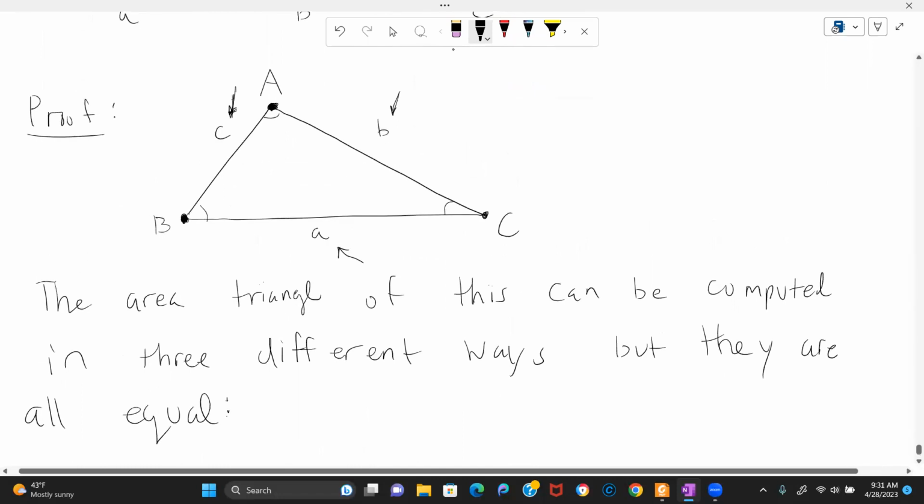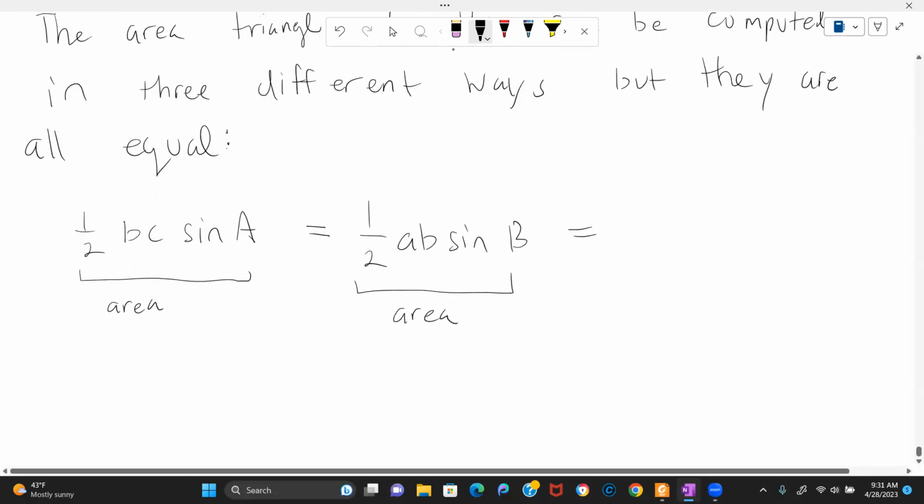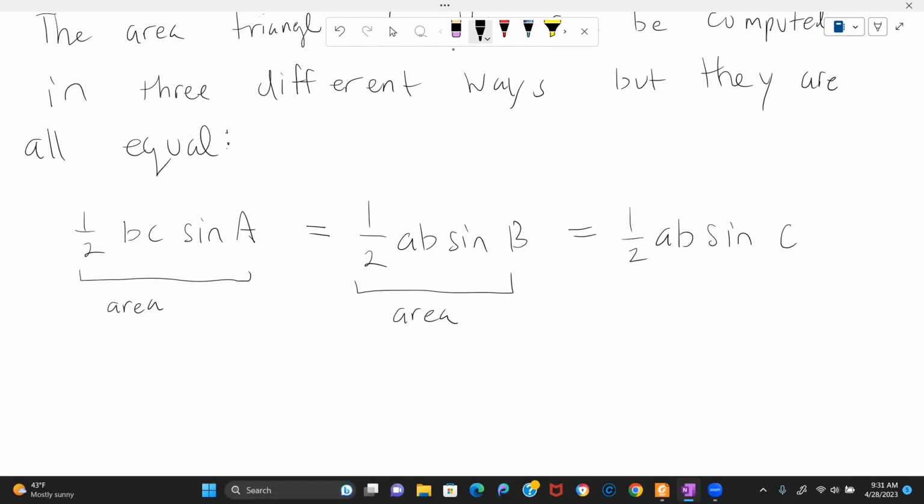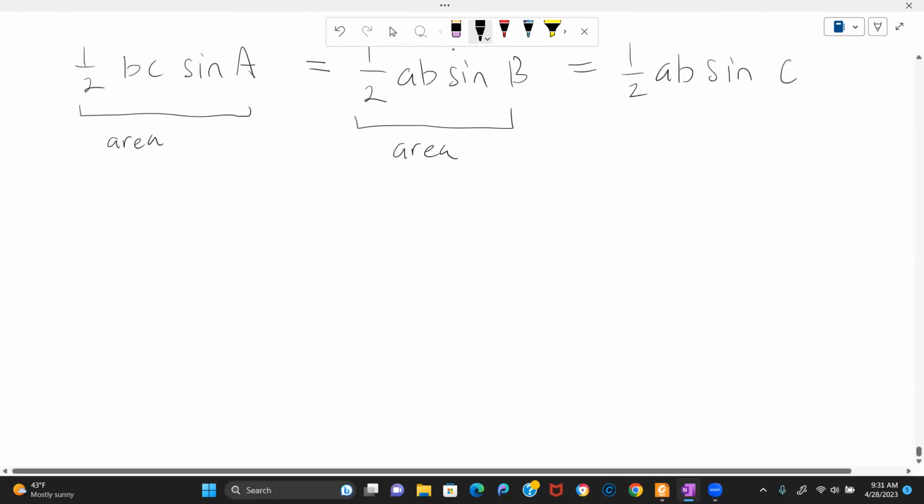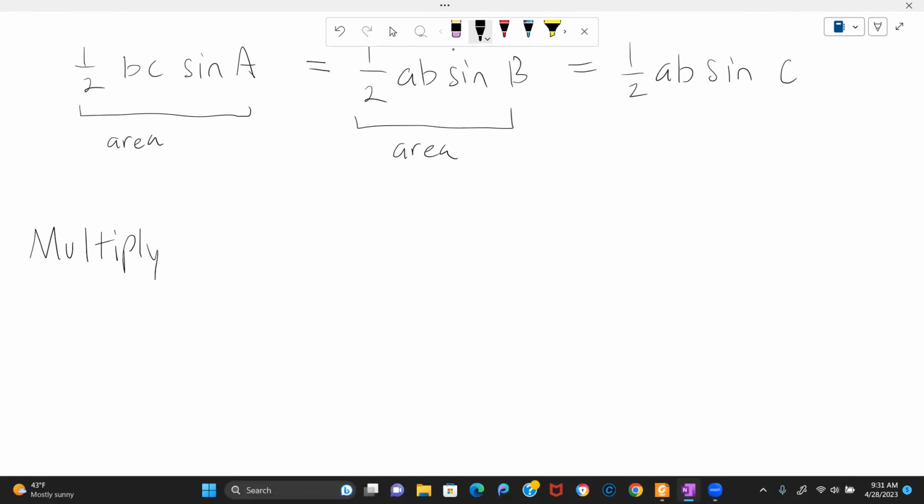And then finally, now I'm going to calculate the area with respect to this vertex or this angle. So in this case, the sides forming this angle are this side and this side. So it's A and B, the sides labeled A and B. So it's going to be 1/2 AB times sine of C. Now multiply. So we have like a triple of equations, right? These three quantities are all equal.